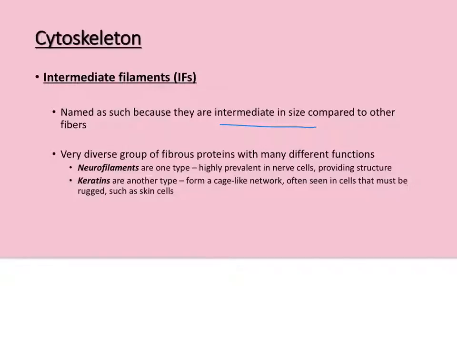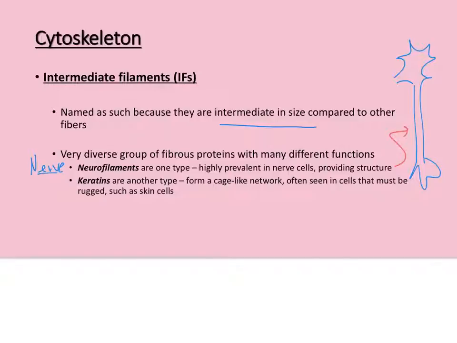If you look at a nerve cell, you're going to see neurofilaments, which is a specific type of intermediate filament. These allow structure. Let me draw a generic nerve cell up here. Nerve cells can be really long and thin, and so these neurofilaments will help provide structural support in these long parts of the cell so they don't just fall apart.